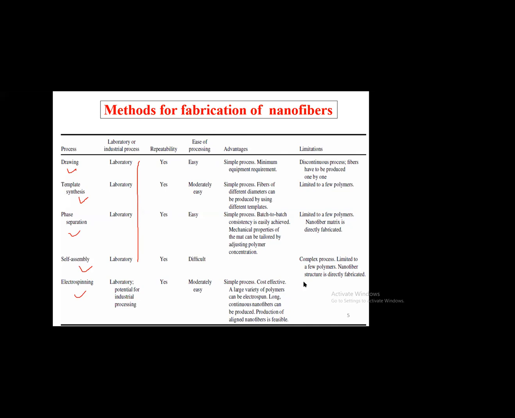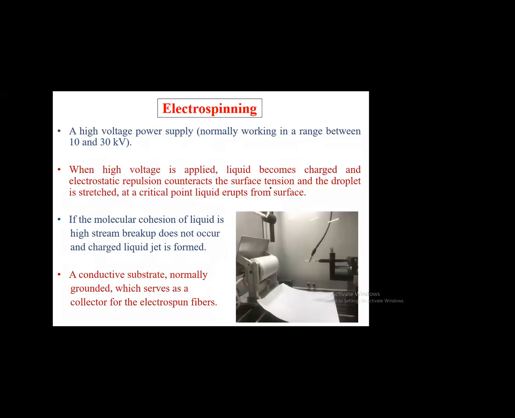A large variety of polymers can be electrospun. Long continuous nanofibers are possible, but in some cases only short fibers are possible. With the help of this particular electrospinning technique, long and continuous nanofibers are possible, as well as variable ranges of the fiber. Means, a single fiber, double fiber, or multi-layer fiber can also be made with the help of this electrospinning technique. So this is the electrospinning technique.